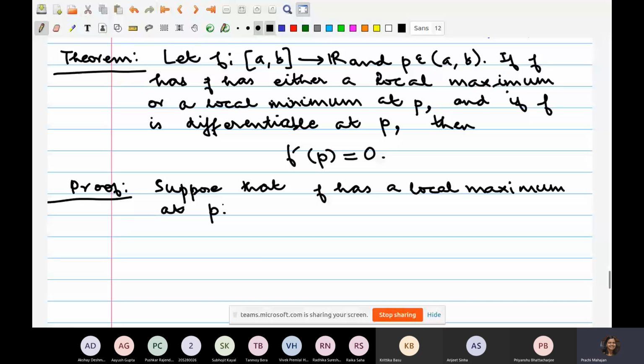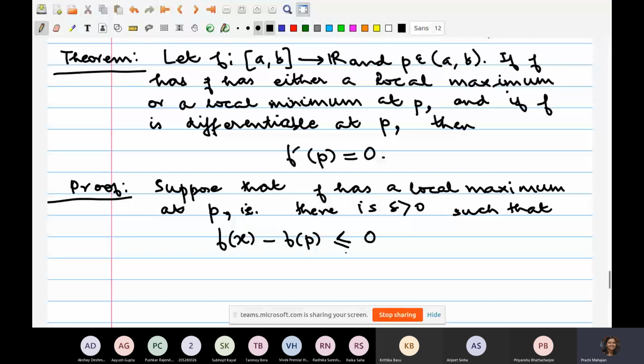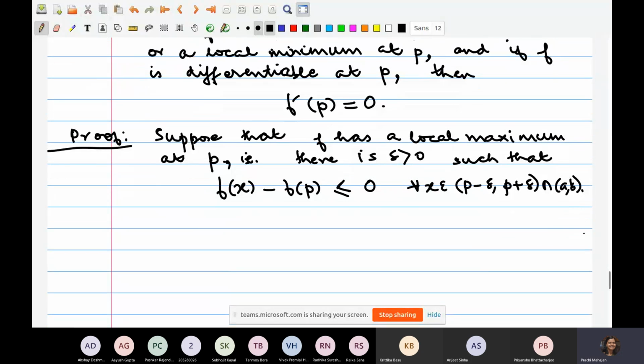So saying that f has a local maximum at the point P by definition means that there is some positive delta such that the following inequality is satisfied: f of x minus f of p is at most 0 for all points x in this delta neighborhood around the point P intersect the interval AB. Correct? Is that okay?